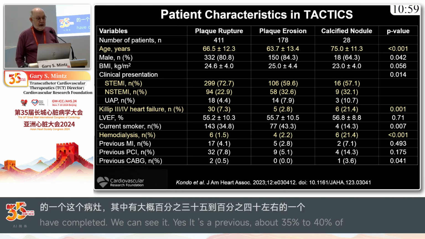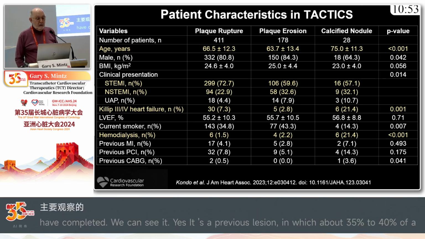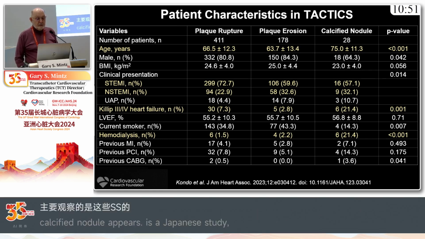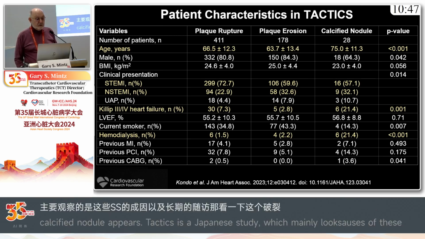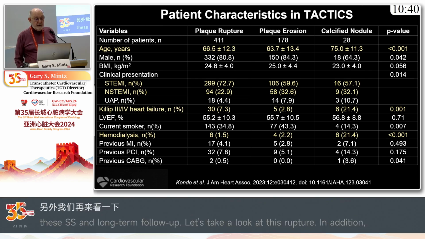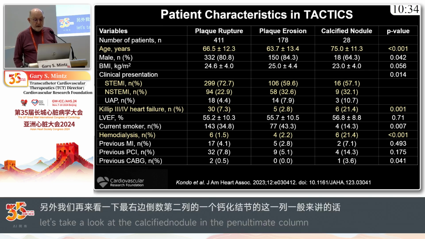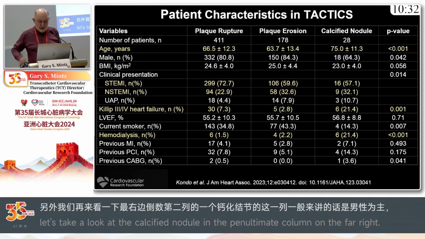TACTICS was a Japanese study looking at causes of acute coronary syndrome and the long-term follow-up, comparing plaque rupture, plaque erosion, and calcified nodules. And look at the calcified nodule column: these are older patients, less often male, presenting more with non-STEMI, and you can see especially over 20% were on hemodialysis.